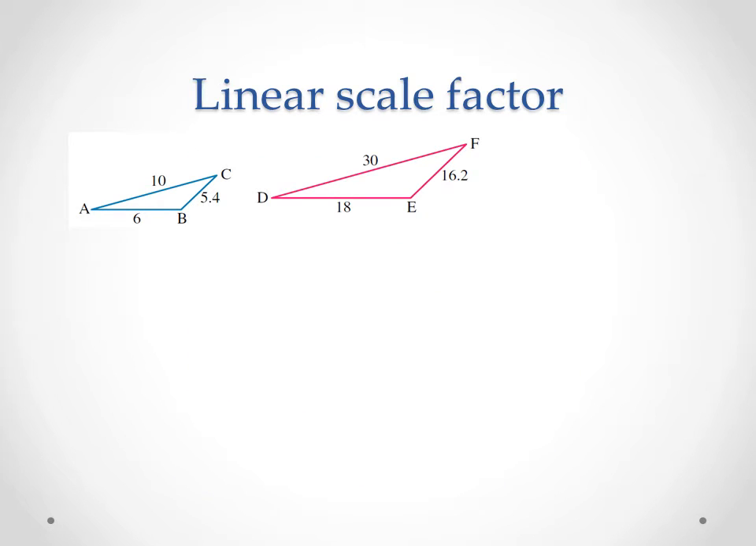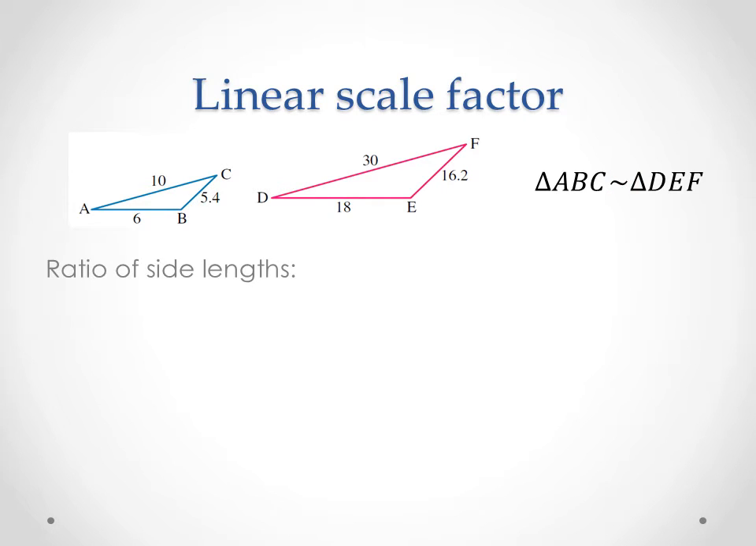So when it comes to calculating linear scale factors, if we just look at this pair of triangles, we can see that they're similar. In maths, this is how we indicate that a pair of objects is similar. We write, and this reads, triangle ABC is similar to triangle DEF. The little squiggly line means similar to.